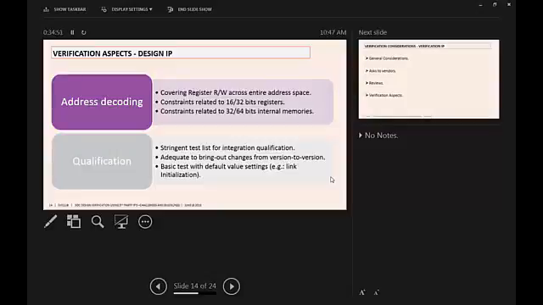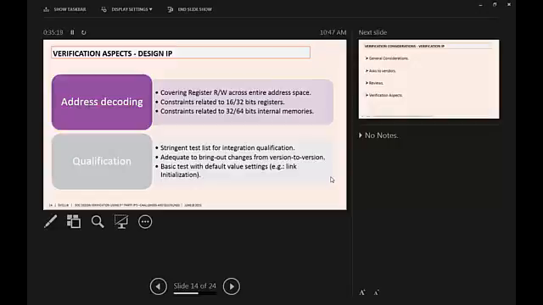You need to make sure that you cover the entire register read write space, and the constraints related to 16 or 32-bit registers. With multiple IPs, you need to really know some of the IPs may use a 16-bit register, whereas your register interface is 32. So you have to know very clearly how you are going to talk with that. I have a verification plan that the 16, 32-bit register interfaces are okay. And similarly for the internal memories, if it has them.